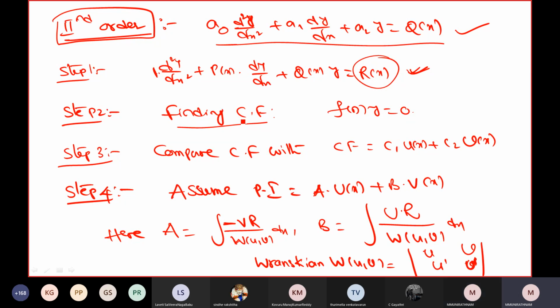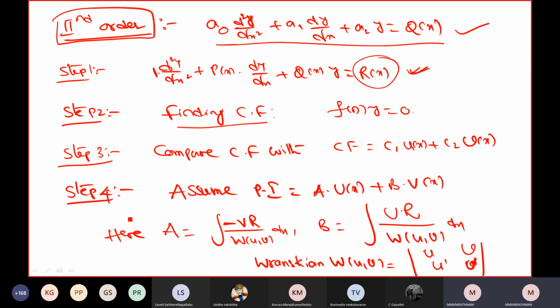Find CF. You know how to find CF, right? Now step 3, compare CF with C1 U of X plus C2 V of X. You should compare CF with C1 U of X plus C2 V of X, then you will get U and V. Once you get U and V, you go for PI. PI you should assume as A into U of X plus B into V of X.